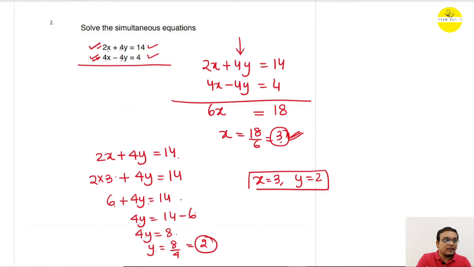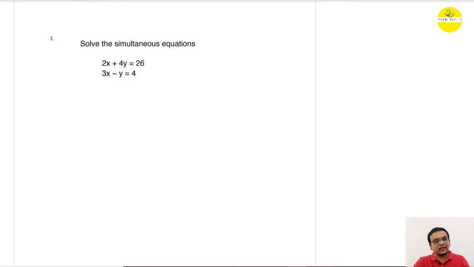That means if I put the value of x 3 and y 2, definitely I'm going to get 14. At the same time, if I put the value of x equal to 3 here and y equal to 2 here, definitely I'm going to get 4 here. Understood? Right? Let's do more questions. Let's go to the third question. Yes, we have the third question now.